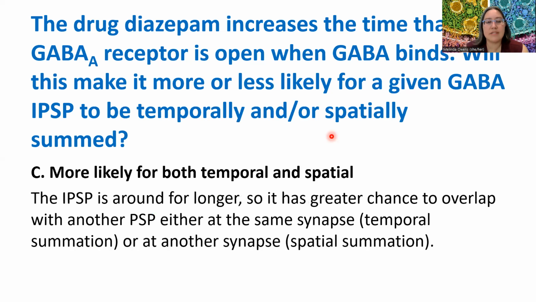Okay, so the answer here is more likely for both. The IPSP is around for longer, so it has a greater chance to overlap with another PSP either at the same synapse, which would be temporal summation, or at a different synapse, which is spatial summation.